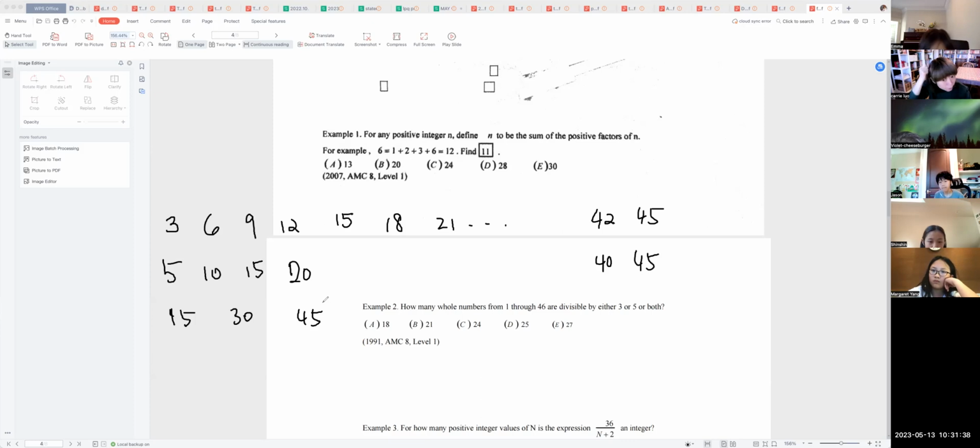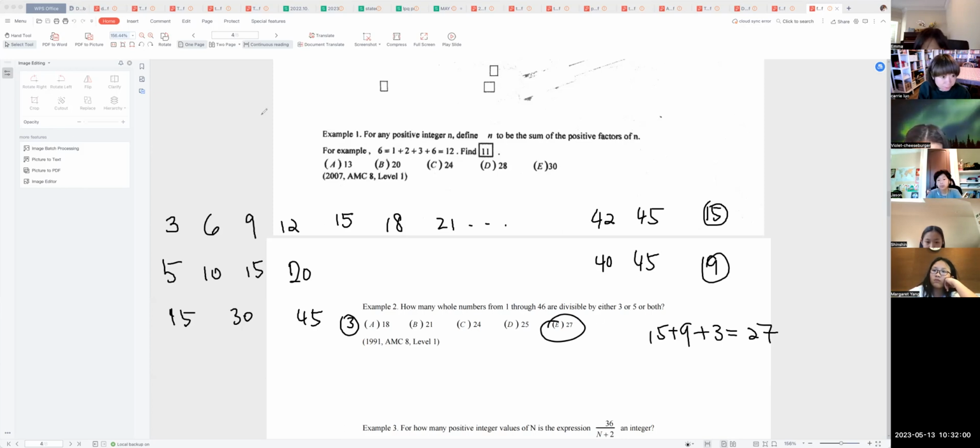Okay, so everybody, this one's pretty easy. So I know how many numbers there are, 15 numbers, right? So there are 15 numbers from 1 to 46 that are divisible by 3. And there are 9 numbers divisible by 5 from 1 to 46. And there are 3 numbers divisible by both. So some students said, okay, I'm going to add them together, which equals 27, and the answer is E. I get it.